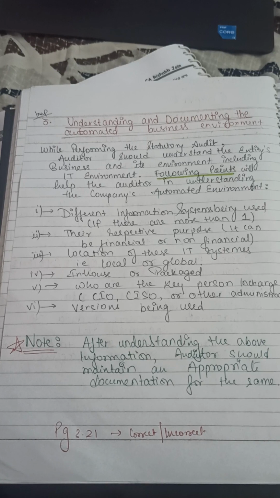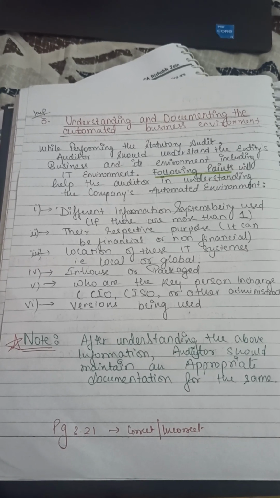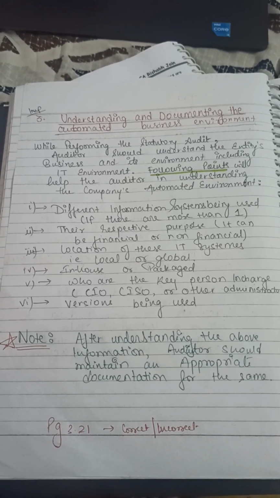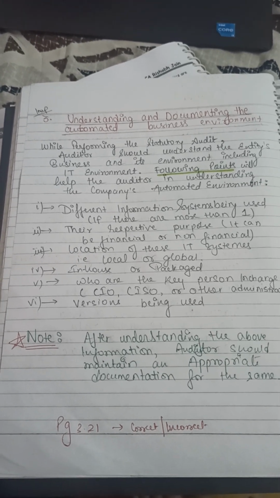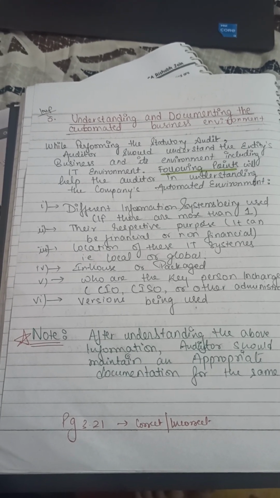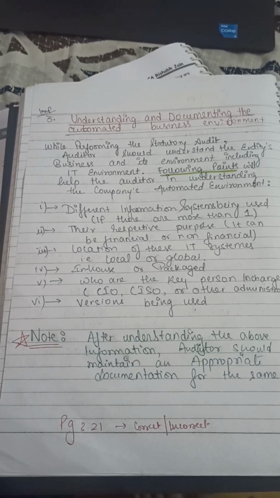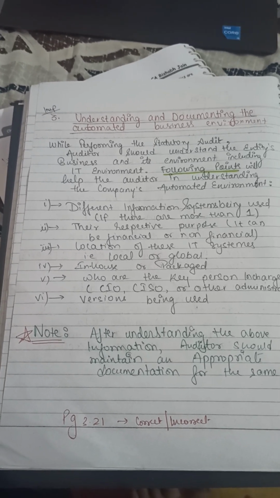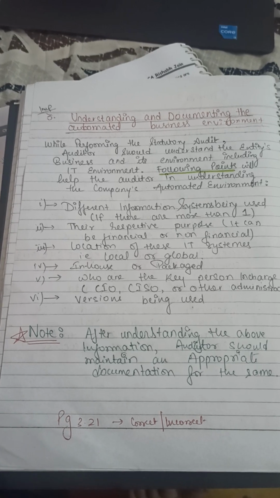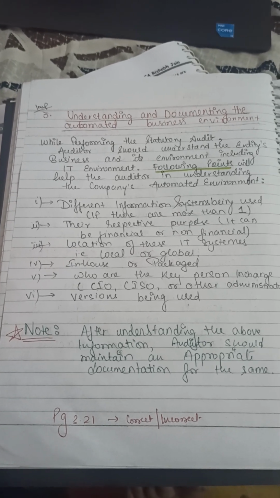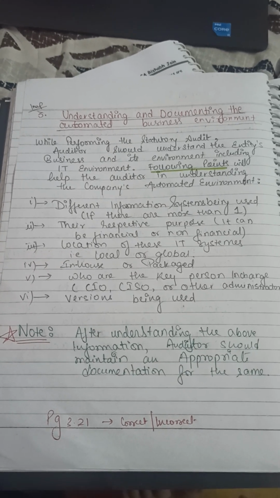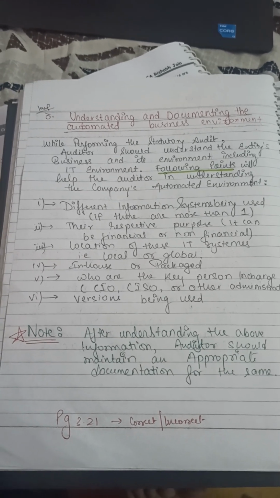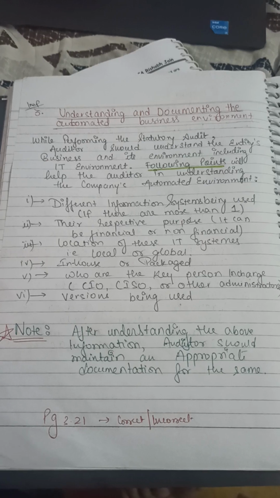Different information systems being used, if there are more than one, their respective purpose, it can be financial or non-financial, location of these IT systems, that is local or global, in-house or packaged, who are the key persons in charge, CIO, CISO or other administrators, versions being used. After understanding the above information, auditor should maintain appropriate documentation for the same.